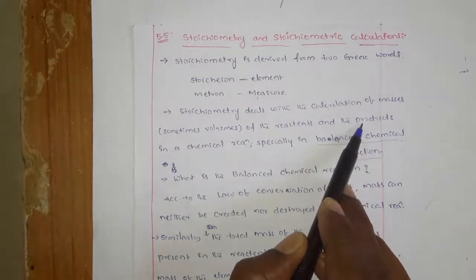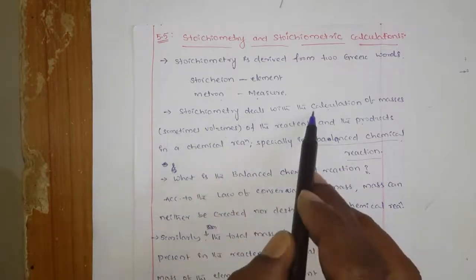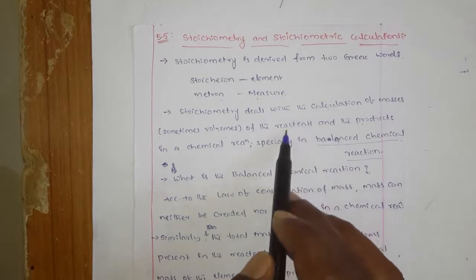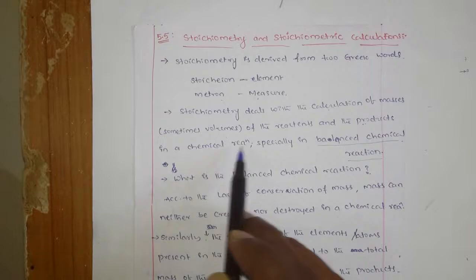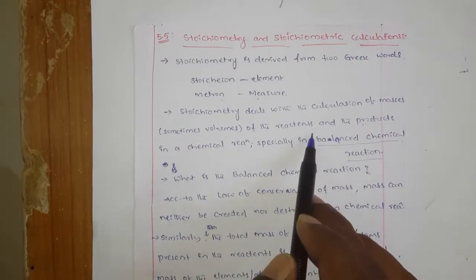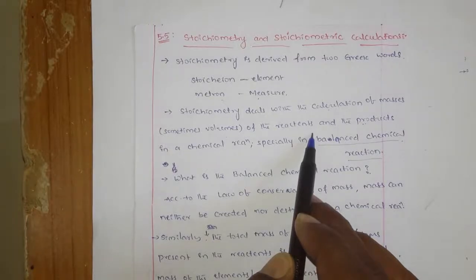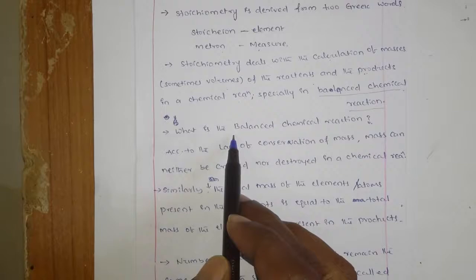Generally in a chemical reaction, what will be there? Reactants as well as products. Using stoichiometry you can calculate the masses of the reactants as well as the products in a chemical reaction, especially in a balanced chemical reaction. It is very important that before measuring, the chemical reaction should be balanced. So what is a balanced chemical reaction?